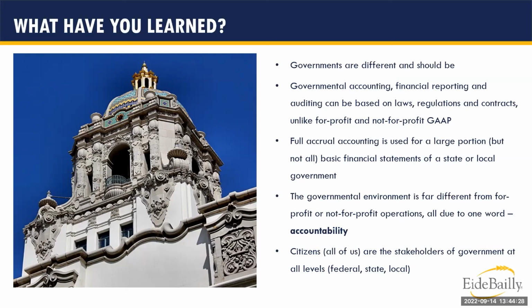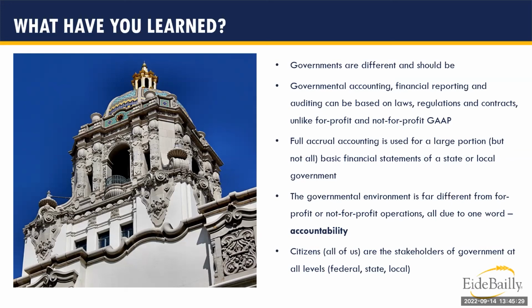The government environment is far different than our for-profits and our not-for-profits because of one word: accountability. That's it. And think about that. If you open your newspaper, if you look on your Twitter feed, which I don't have, and personally I don't like it at all, it's all about somebody's semblance of accountability. And in many ways, if you're looking at a government, be it your local government, your state government, your federal government, it's all about accountability, and holding us as citizens holding other folks in government accountable. All of us are the stakeholders of government at all levels: federal, state, and local. It's really all of our money. And as such, we're all stakeholders in its success or failure.